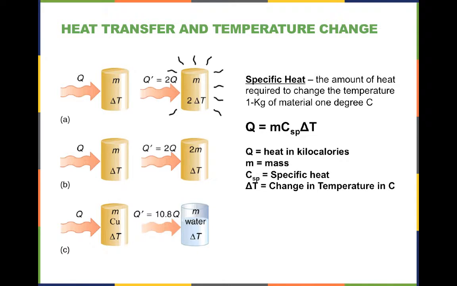And this is the formula that's used to calculate the change in temperature that will occur with any particular amount of heat. What you see here is Q, which represents the heat that's put into the object, is equal to the mass of the object times its specific heat times the change in temperature in degrees centigrade: Q = mcΔT. And this is a very important formula for you to remember in working your problems.